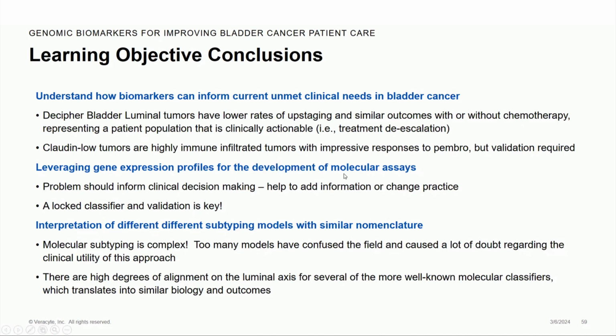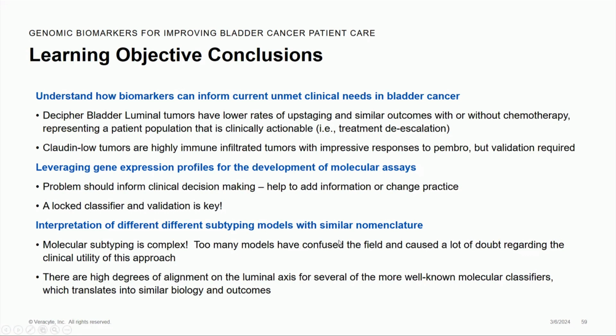Finally, for the gene expression profiling and molecular assay development, the problem really needs to inform clinical decision making. Otherwise, we're just building models for fun, which is interesting, but not necessarily helping patients. You need to lock the model and validate. This is key. This is 100% required. I mean, Decipher prostate, even though it's published about 200 times, we're still collecting data to validate this one. It's an ongoing process.